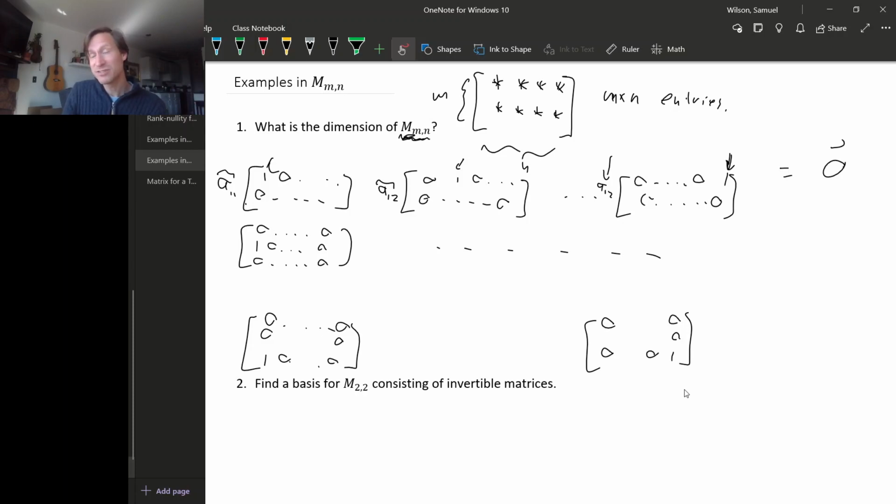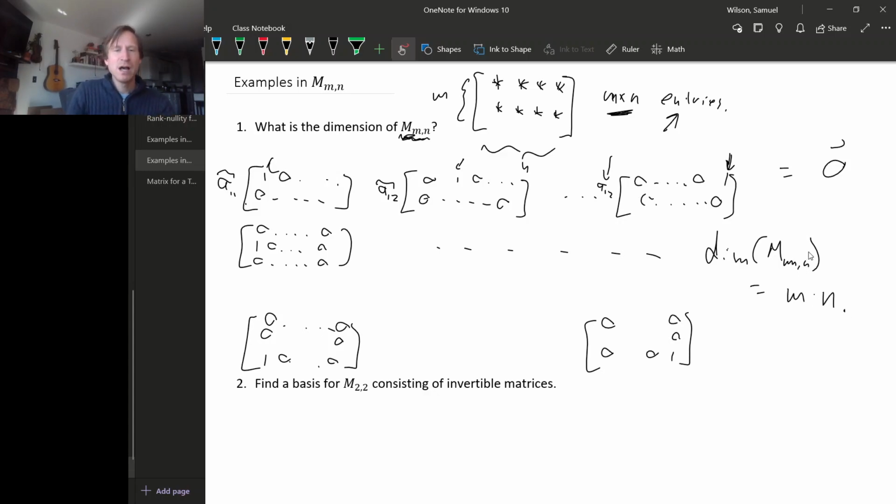How many matrices are in this basis? Well, there's one matrix in this list for every position in the matrix. But how many positions are there? We already said there's m by n, since there's m rows and n columns. So that means the dimension of M sub Mn is m times n.